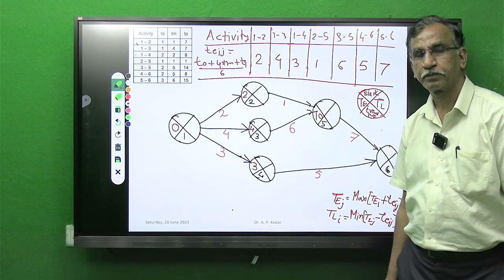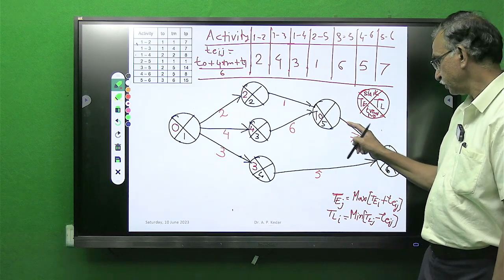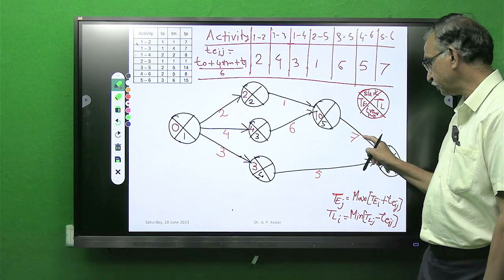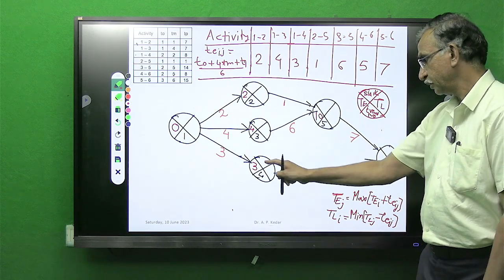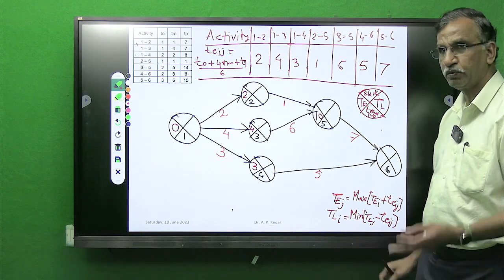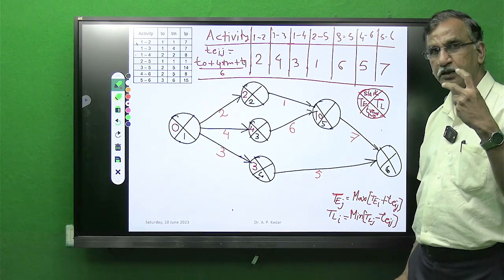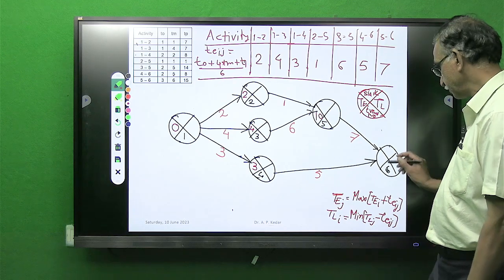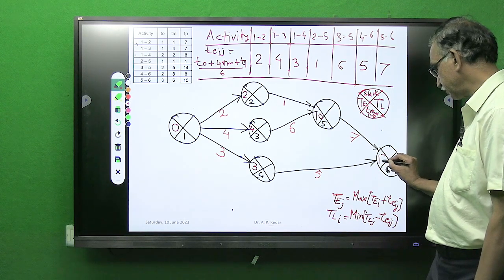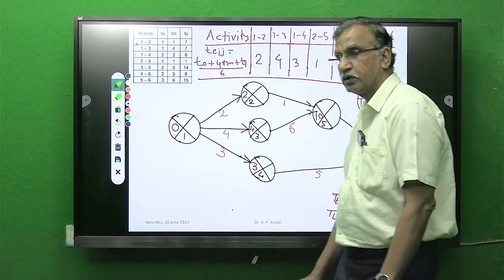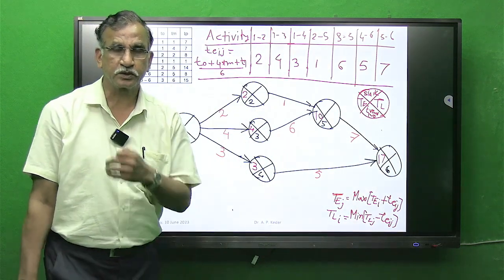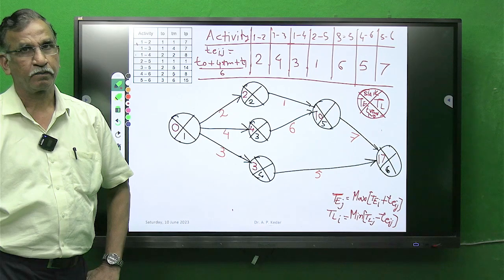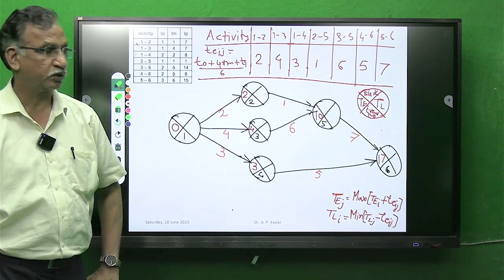Very important. Now here you will be getting two values. 10 plus 7, one value is 17. 3 plus 5, 8. Two values: one is 8, the other is 17. Which is maximum? 17. So write 17. Students, this is the forward pass calculation.